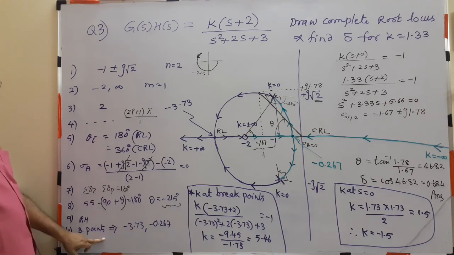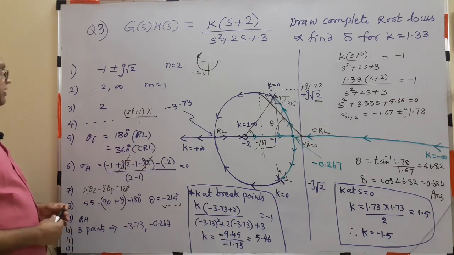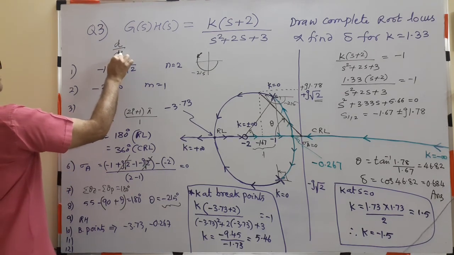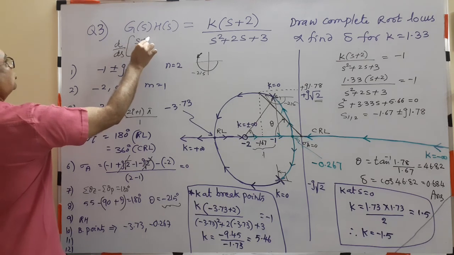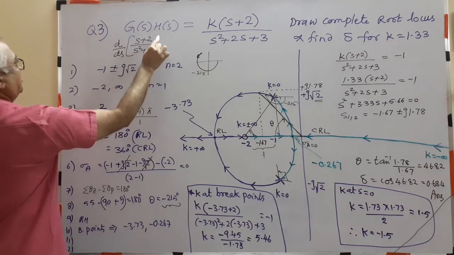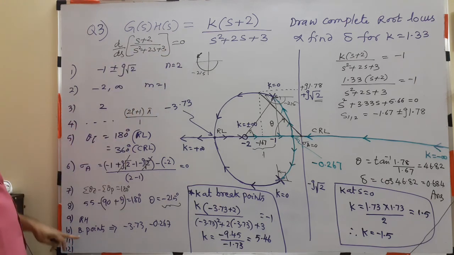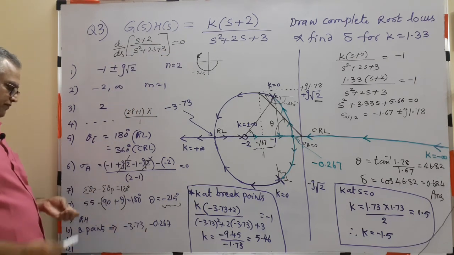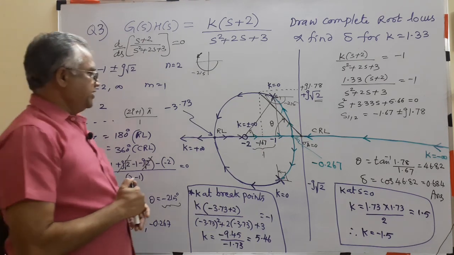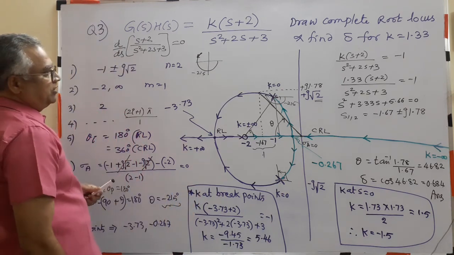Now breakpoints are important. How do you find breakpoints? By differentiating d by ds of (s plus 2) by (s square plus 2s plus 3), equated to 0. Solve for s, you will get these 2 points. Now let us see why breakpoints are coming. Both the breakpoints are valid here.